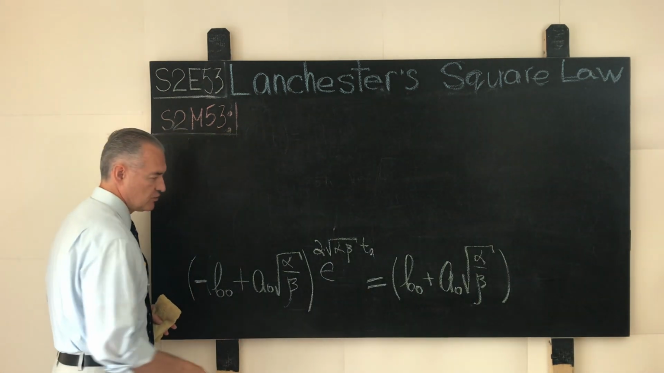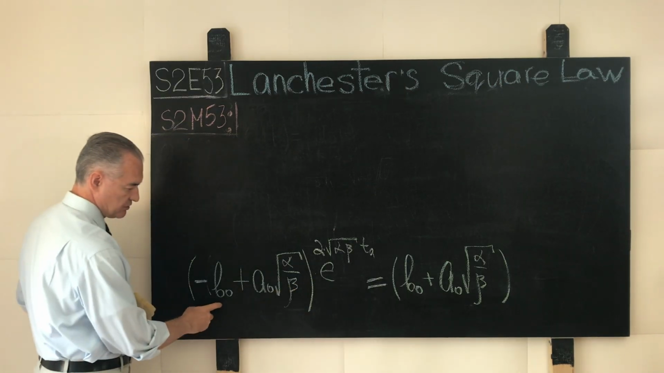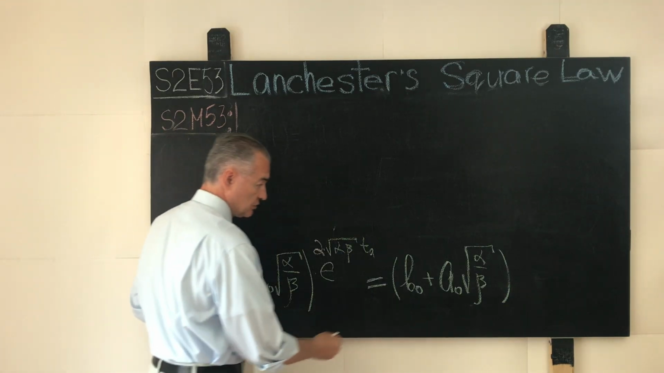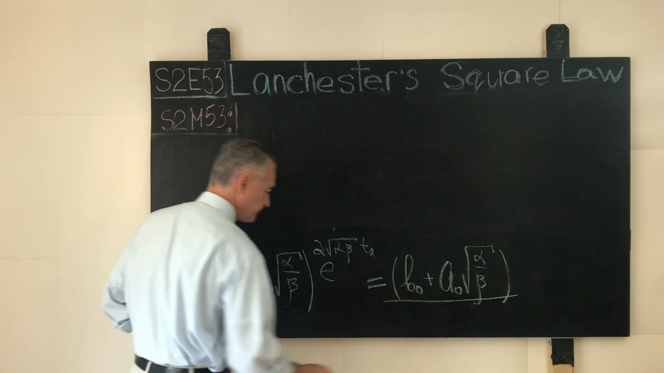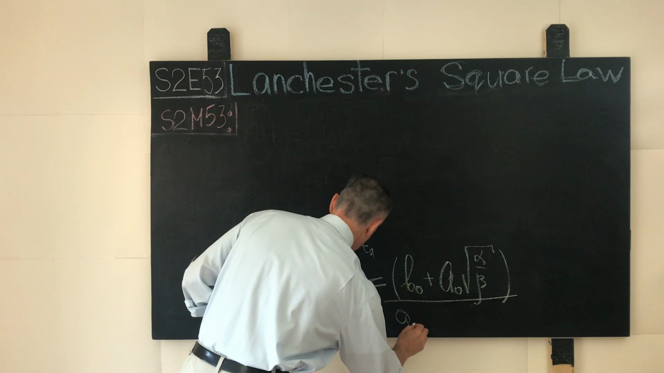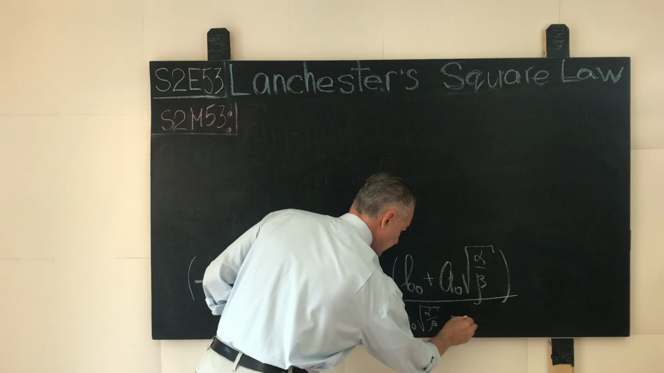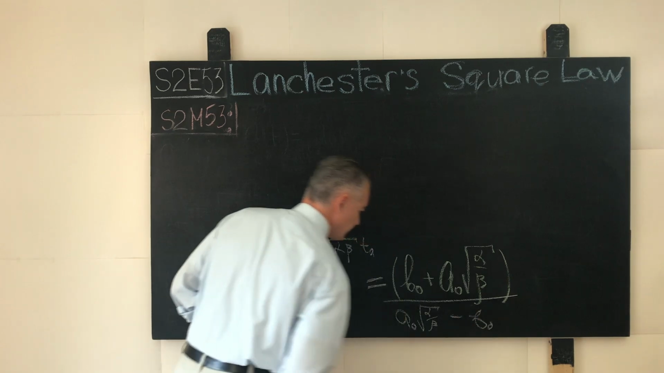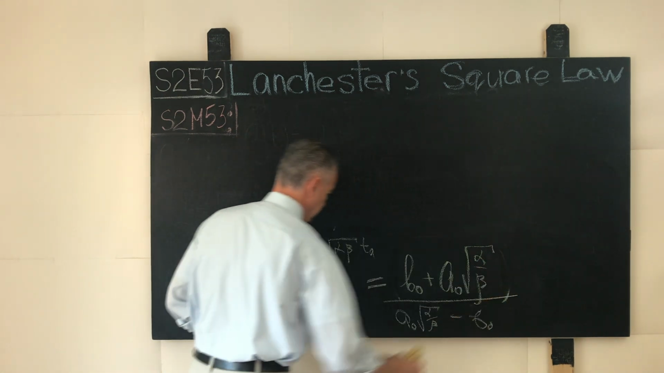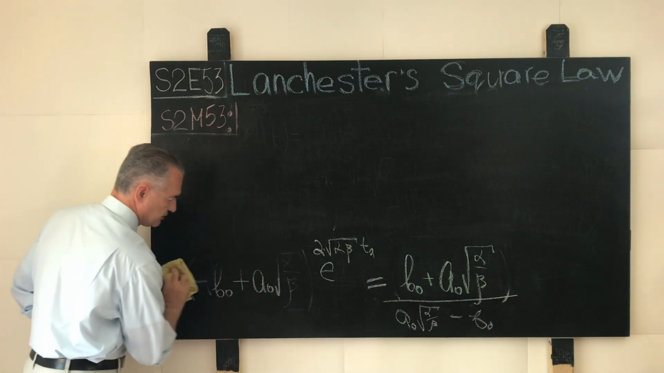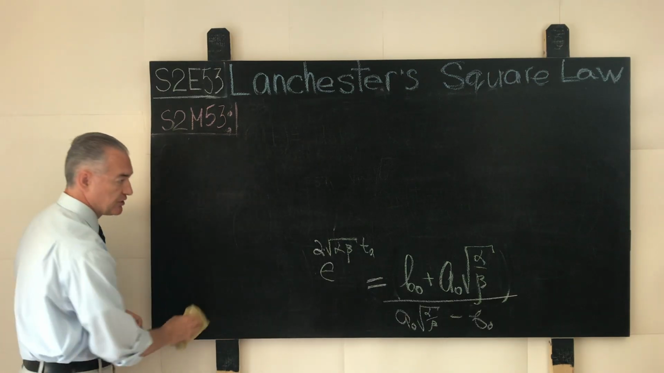And now what? Now we isolate the exponent. We divide both sides of this equation by this constant over here. So let's write it down here. We go here and we divide this by A0 scaled by square root of alpha over beta minus B0. You see, we can even eliminate the parentheses just to make it look nice. And we erase this constant factor in front of the exponent.